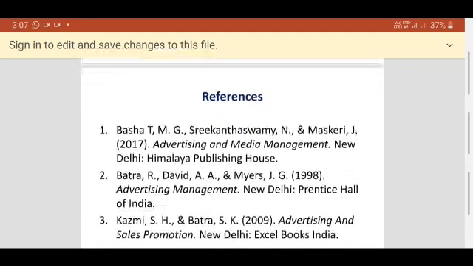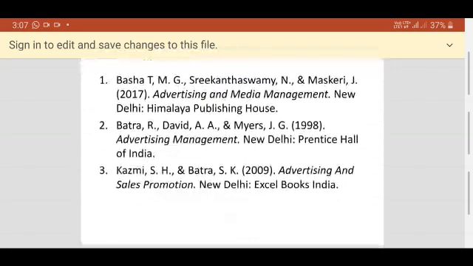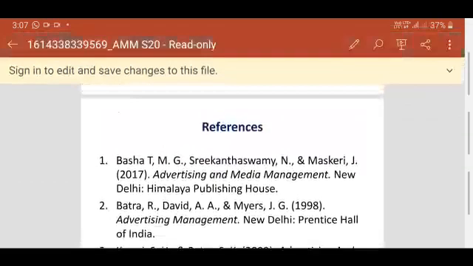The references are Basha, published by Himalaya Publishing House; Batra and Myers, published by Prentice Hall of India; and Kazmi, published by Excel Books of India, New Delhi. So these are the few books which you can refer.